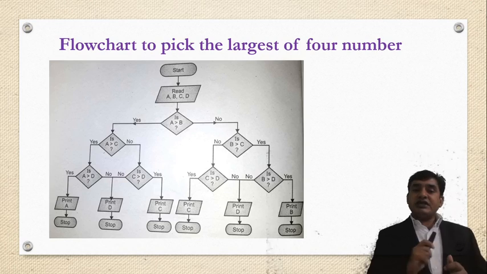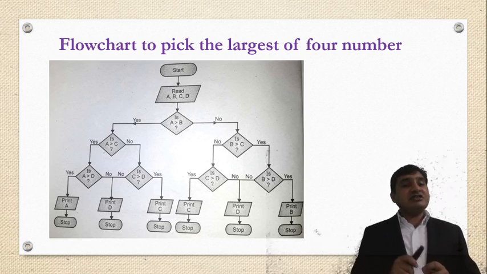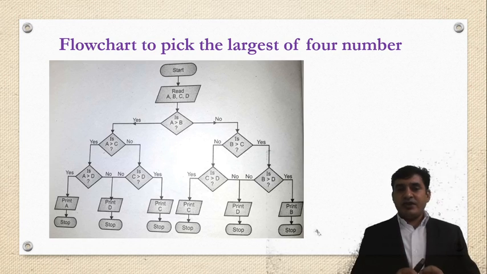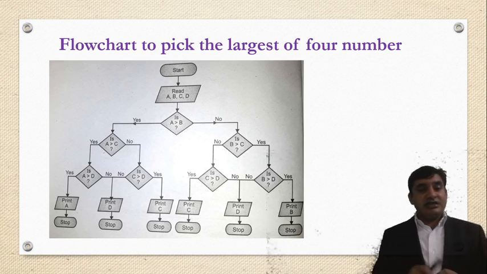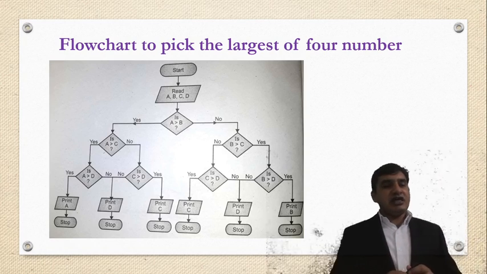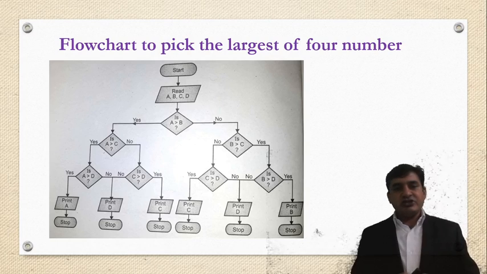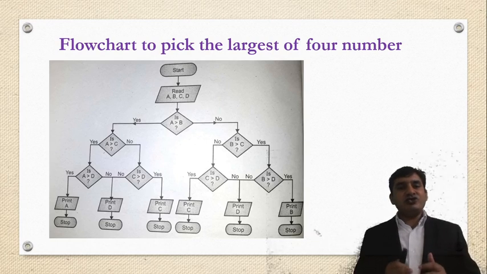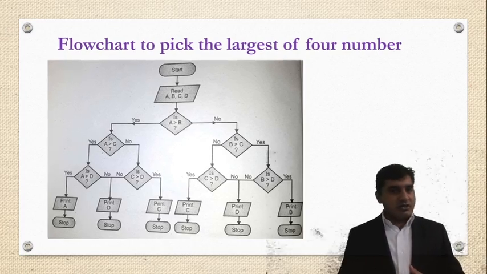In second case, if A is greater than C, if this condition is false, that is no, then check, is C greater than D? If yes, then print C is the largest number. But if no, then D is the largest number. So this is flowchart to pick largest of four numbers.